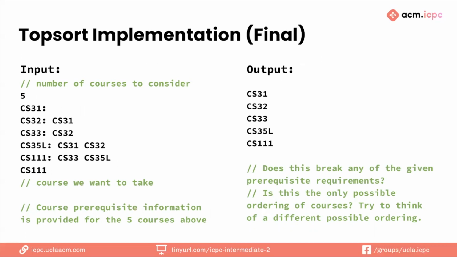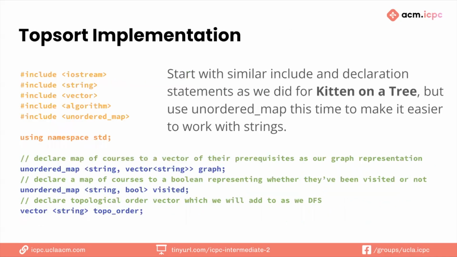Okay, so is the problem statement clear? We are given a list of directed relationships between courses, and we want to find out what the ordering is up to the course in the final line. If so, before we go to the worksheets, let's go over the general implementation in C++ and some code that's already given for you.